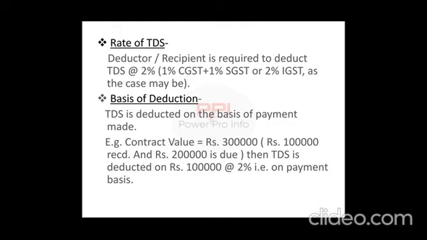Let's understand this concept with an example. If the contract value under a contract is rupees 3 lakh, out of which 1 lakh is received and 2 lakh is due to be received, then TDS is deducted on rupees 1 lakh, that is the amount received by the supplier from the recipient, that is the above specified authorities. So the governmental authority, that is the recipient, has to deduct TDS at the rate of 2% on the payment made, that is 1 lakh in our example.